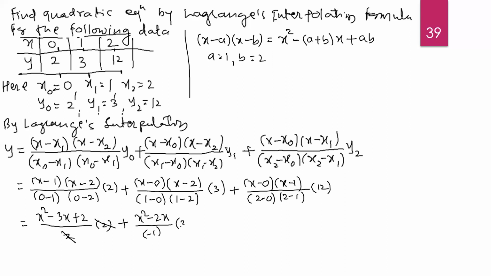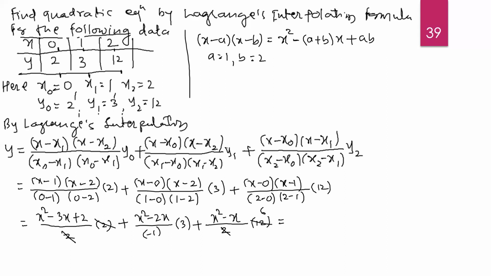Into 3. Now last, again here simply x, and x is multiplied to x minus 1, that means x square minus x, divided by 2 minus 0 is 2, 2 minus 1 is 1, and into 2, that is 2. So we get here, the 2 is cancelled, and here 6 is remaining. Here minus.